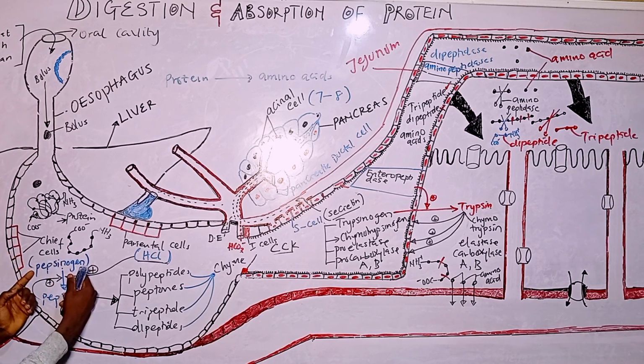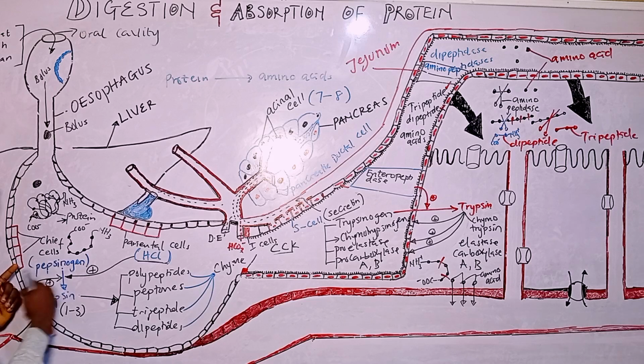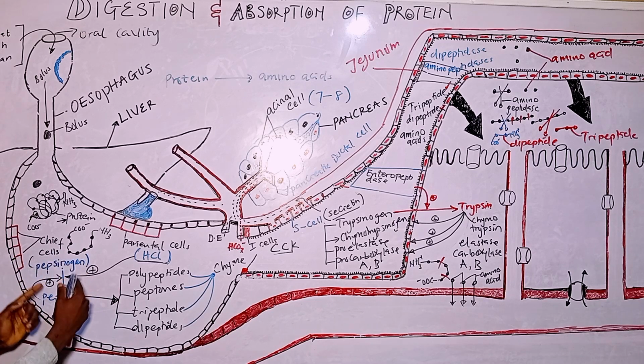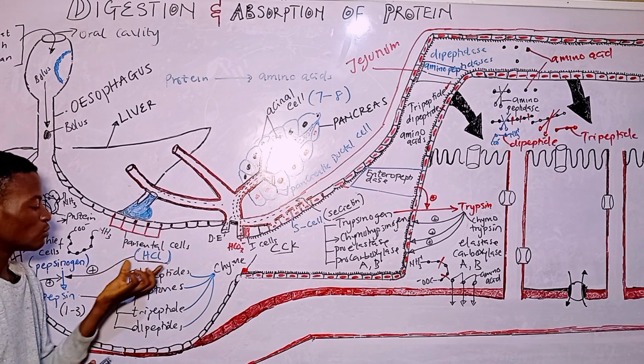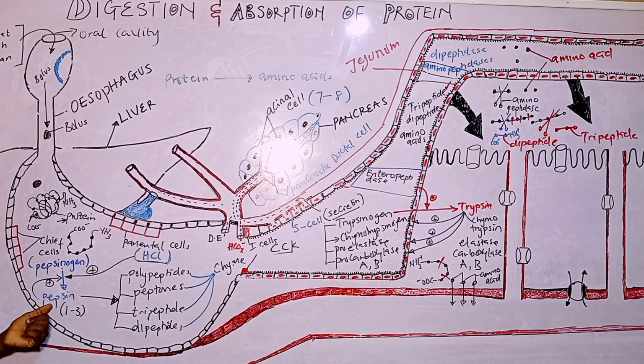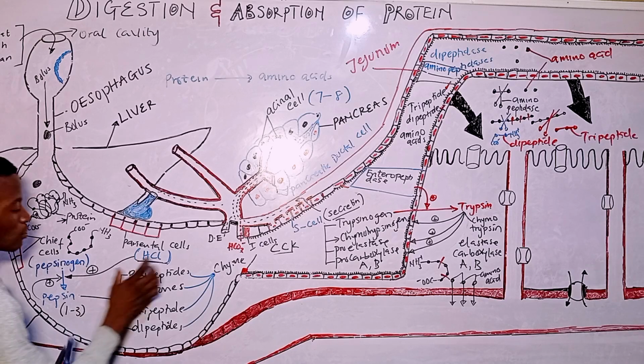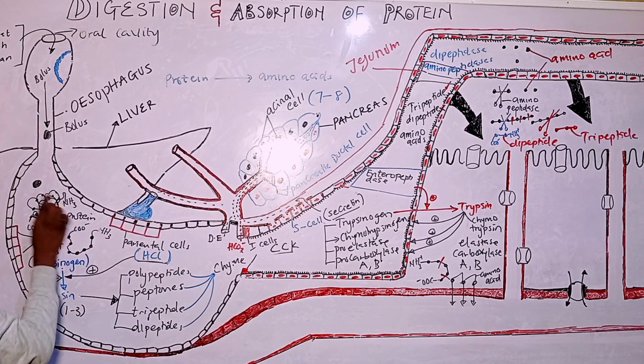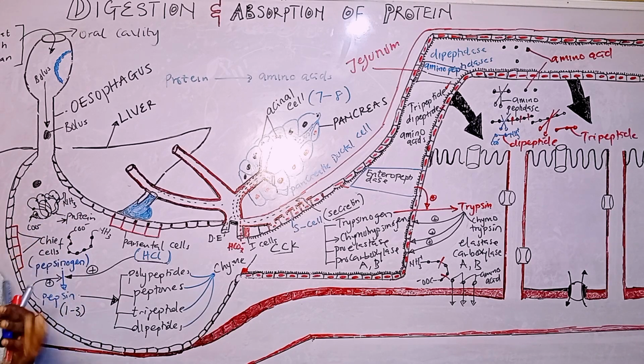So the pepsinogen that you're seeing here is in its inactive form, right? It has to be converted to pepsin, which is the active form. The hydrochloric acid secreted by the parietal cell will help to convert pepsinogen into pepsin. The hydrochloric acid can also help to denature the protein. It will act on the protein and unravel the quaternary and tertiary structures, so that pepsin can act on it optimally.